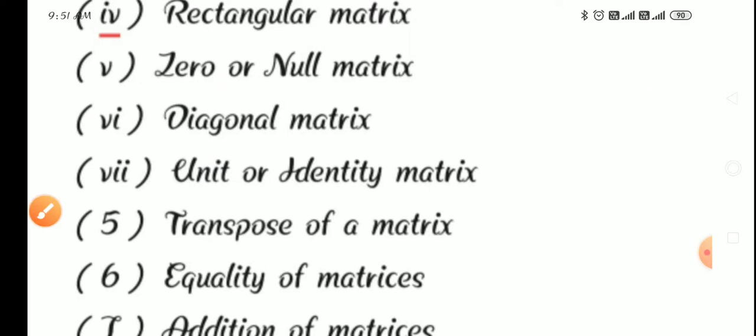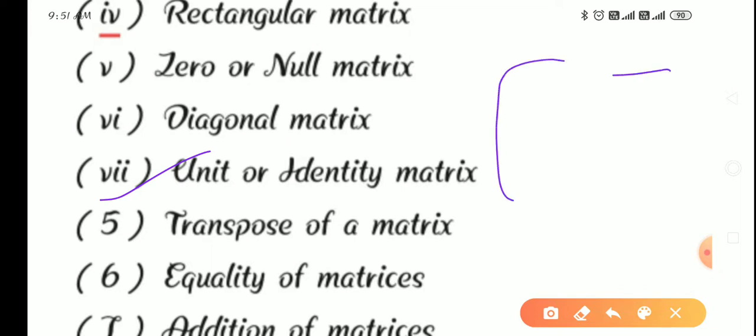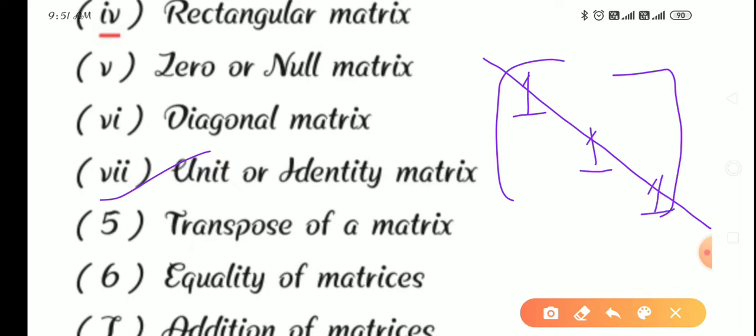Next point is coming: unit or identity matrix. You can say unit matrix or identity matrix. It is a special type of diagonal matrix. If it is a diagonal matrix, it means that on the principal diagonal elements will be there, other elements will be 0. On the principal diagonal, which type of element should be there so that it may become a unit matrix? Unit should be there. Unit means 1. On the principal diagonal, if you take 1 and other elements 0, then it will be a unit or identity matrix.